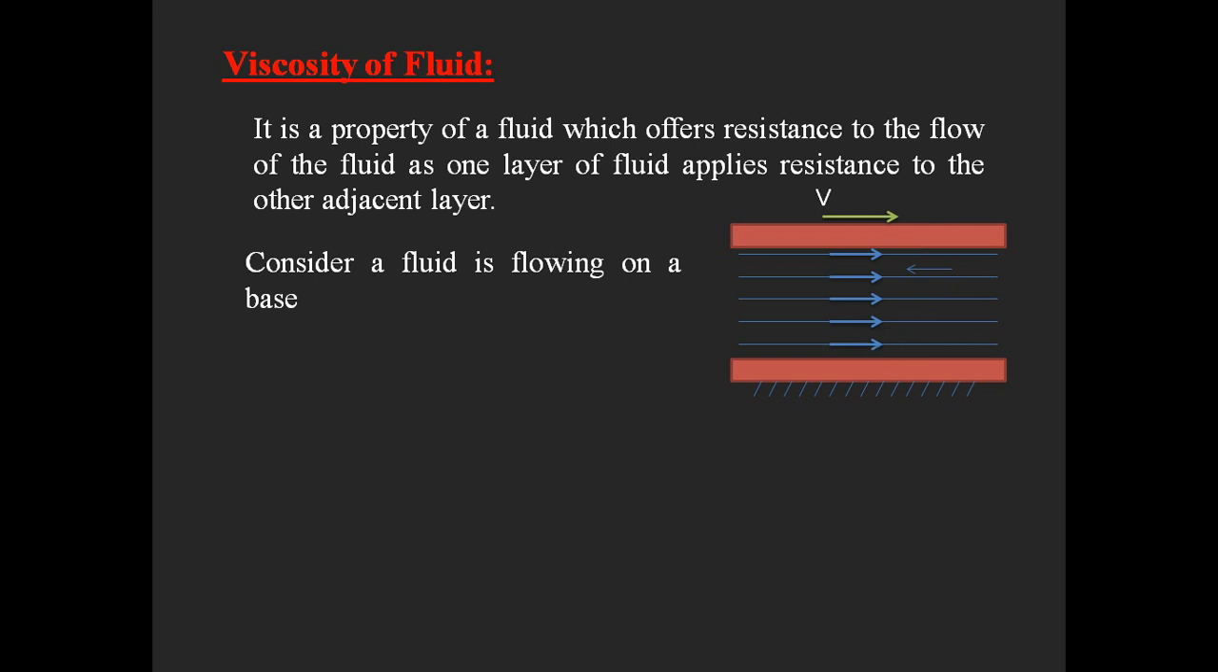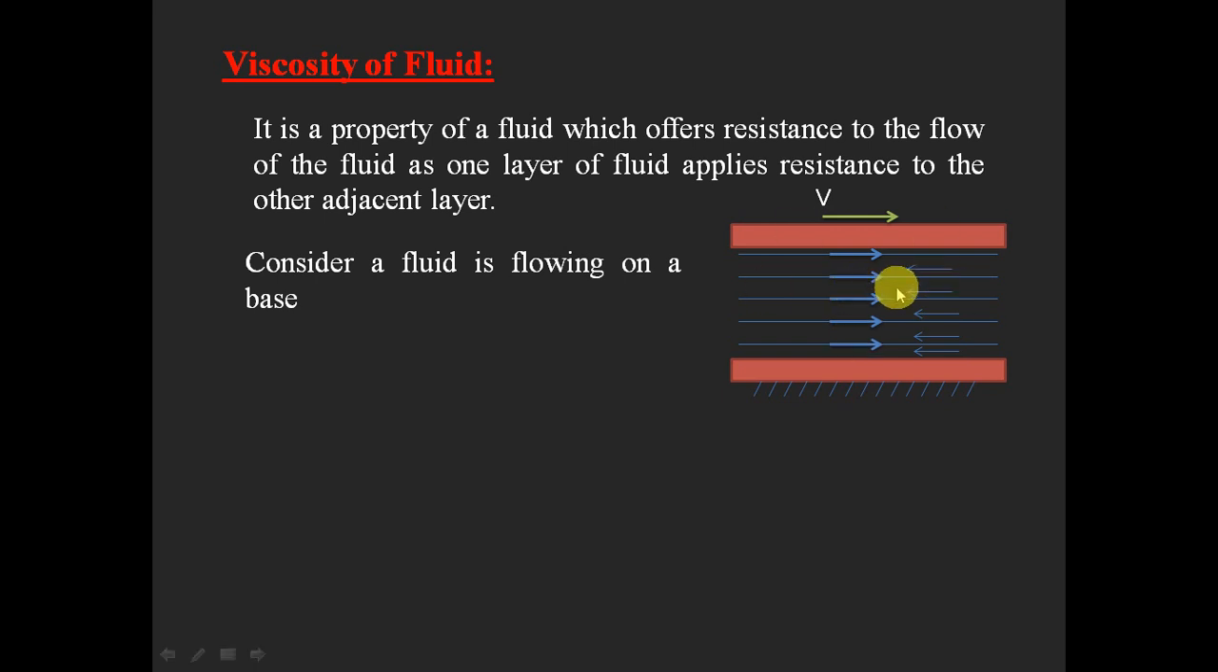Why? Because the viscous property itself causes the resistive force. Whenever this layer is moving, the layer below also will be moving in the same direction, but it will be applying certain resistance to the flow of the upper adjacent layer. Similarly, the next layer will also be applying a certain resistive force to the motion of the layer above. Each and every layer applies a certain resistive force to its adjacent layer, which is due to the friction between the fluid particles. That is due to the viscous property of the fluid only.